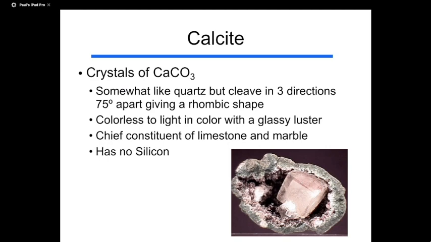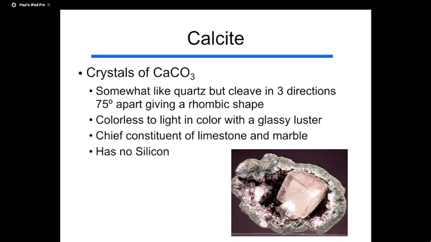It is formed from the remnants mainly of shells. And what happens is, when you find a collection of this, you look at it, it looks clear to milky. It looks kind of like quartz, but it will never be mistaken for quartz because the shape is totally different. It kind of makes a rhombic shape, or a square that's kind of tilted over to the side. It is light in color, and it is one of the chief minerals that is in limestone and in marble.